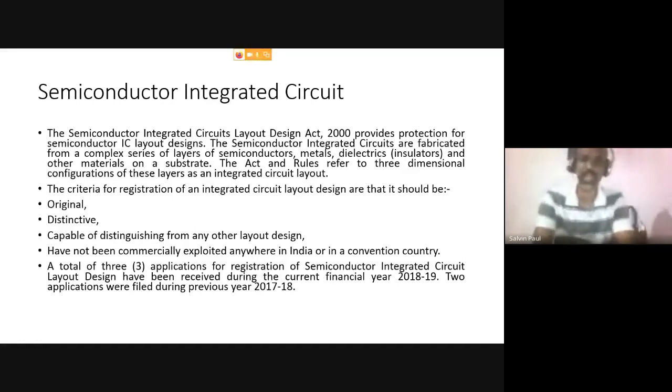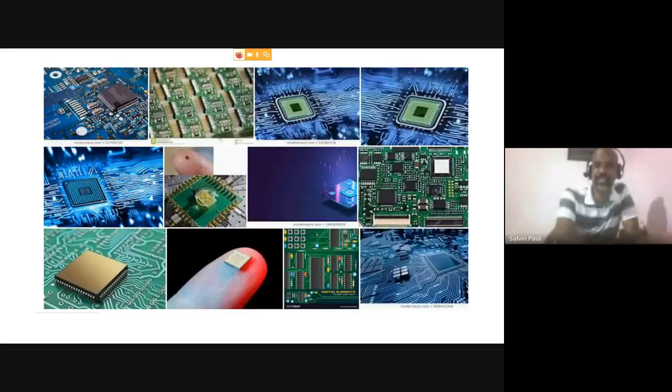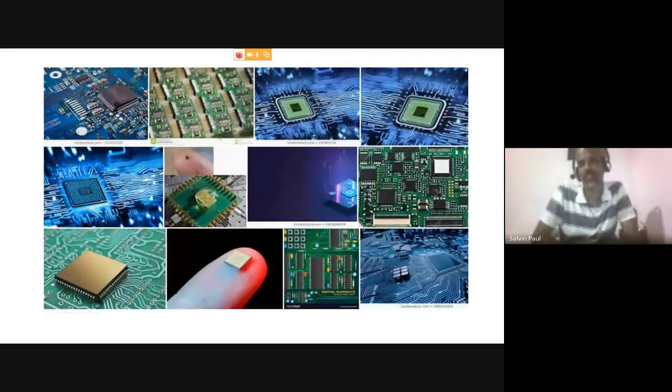The most advanced technology in these areas is happening in microchips. And this is very important in the context of artificial intelligence and space exploration. Even every day we use it in our mobile, laptop, and computer. It is called the microchip process in the current context. There are three distinct criteria: it must be original, distinctive, and capable of distinguishing from any other layout design. The sad thing is that in 2017-18 there were only three applications, and in 2018-19 only two applications.